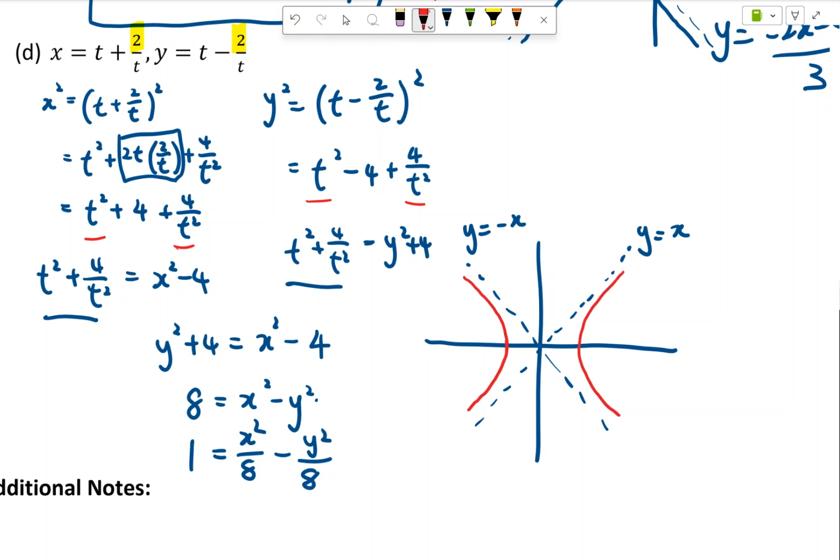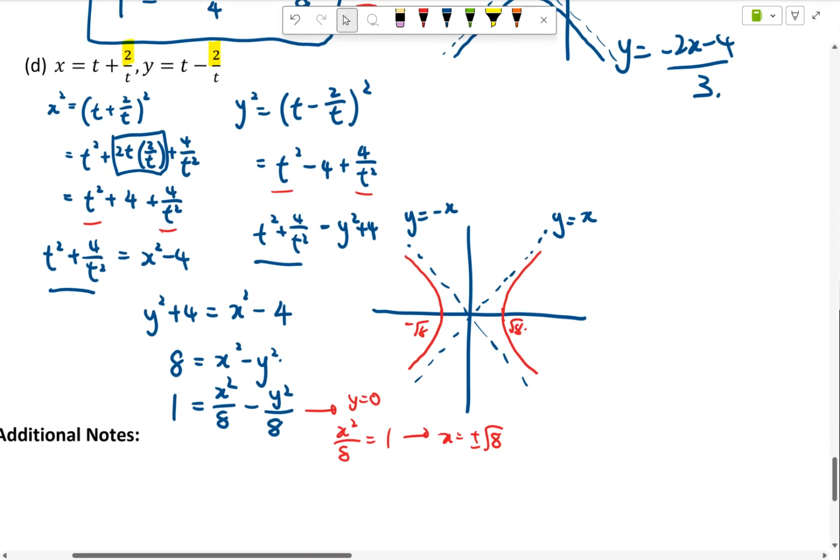And it's good to label the x-intercept. So x-intercept means when y equals 0, I have x squared over 8 equals 1. So x equals plus minus square root 8. So this is -√8, and this is √8. So this will become a hyperbola.